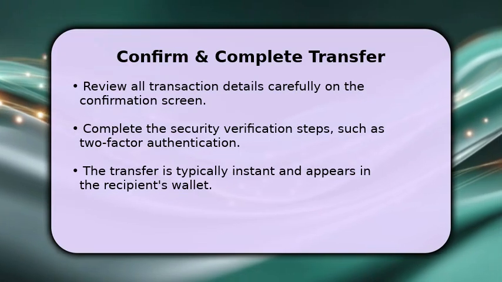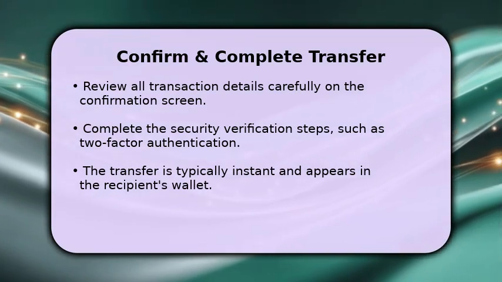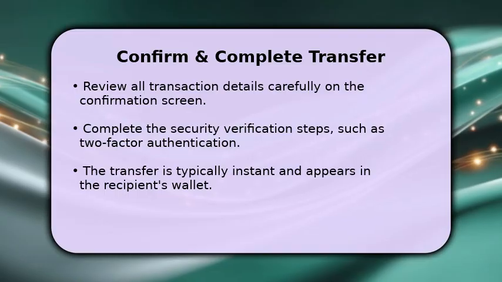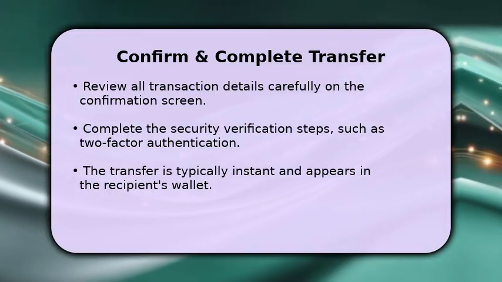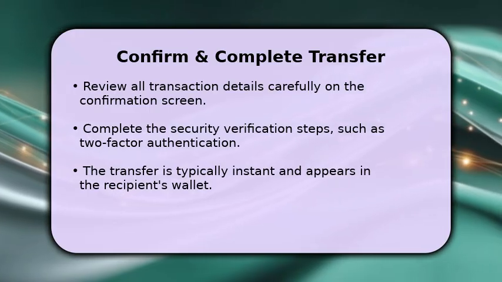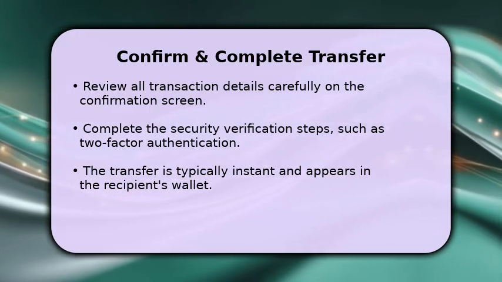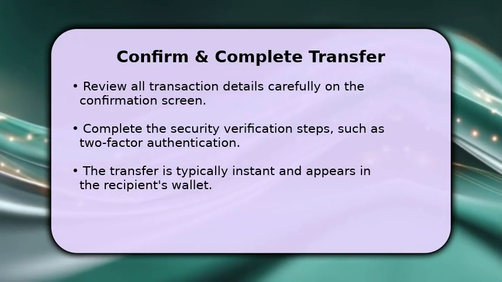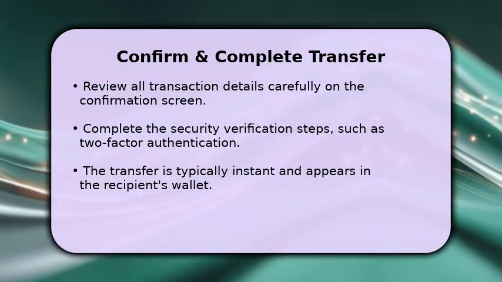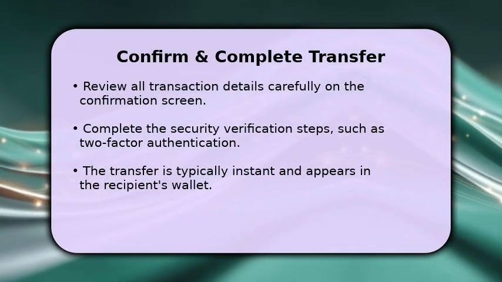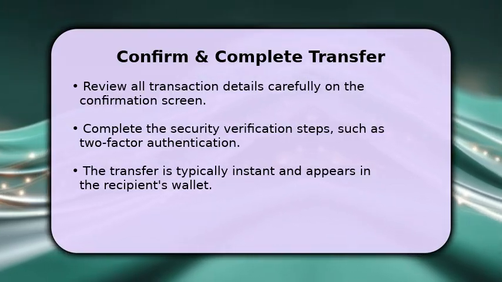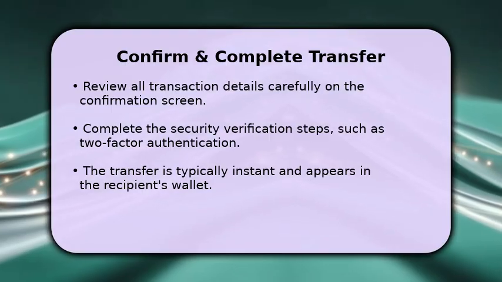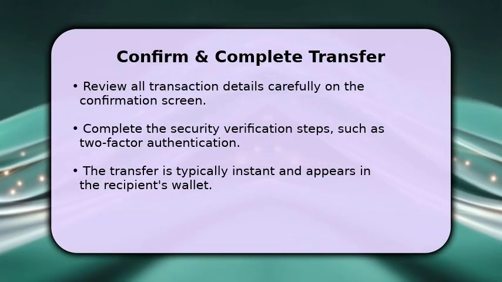Finally, you will reach the confirmation screen. Take a moment to carefully review all the transaction details, including the recipient and the amount. After confirming everything looks correct, you will complete the necessary security verification steps, such as two-factor authentication. Once verified, the transfer is typically instant, meaning the Bitcoin should appear in the recipient's Binance wallet within a few moments, completing your seamless internal transfer.